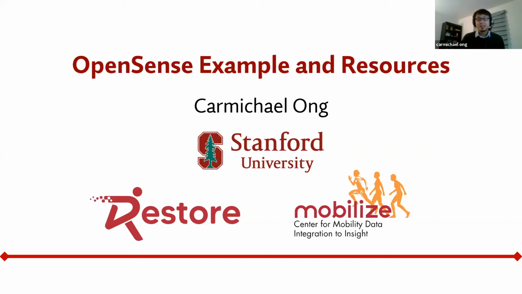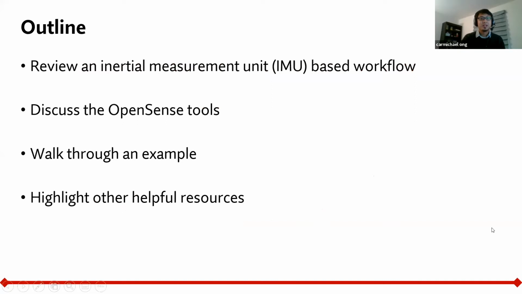Welcome back. In the second half, we'll go through a short example of how to use OpenSense and highlight other resources to help get started with OpenSense. And here's an outline for this half. We'll review quickly the IMU-based workflow, or Inertial Measurement Unit-based workflow. We'll discuss some of the tools in OpenSense. We'll walk through a quick example, and then we'll highlight other helpful resources that can help you out with your own data.